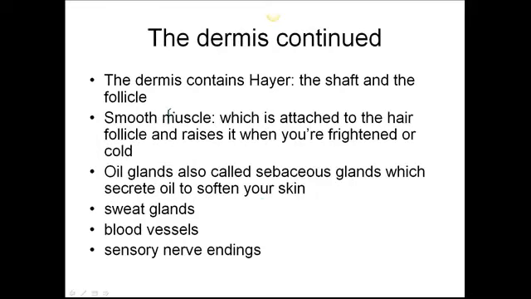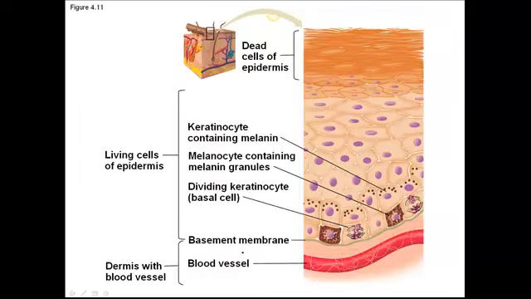Then this is hair: the hair, the shaft, and the follicle. The follicle is the little part that forms the hair cells, and the hair is made of protein. Smooth muscle is attached to the hair that makes it stand up. Oil glands attached to the hair soften your skin and keep the hair soft. You have sweat glands, blood vessels, and sensory nerve endings, as you saw in the picture.